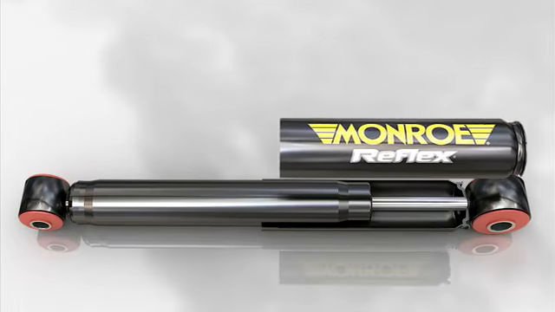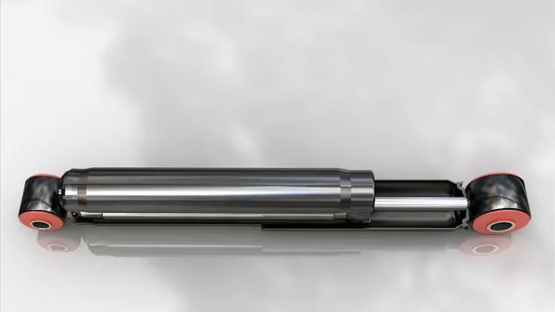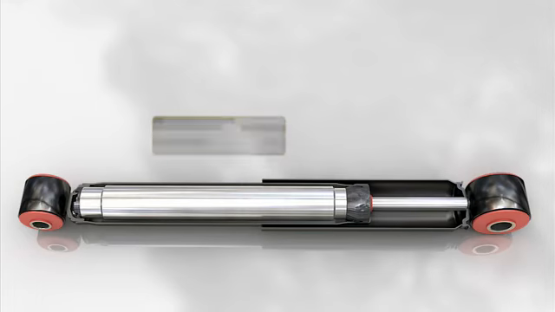Twin-tube shock absorbers, as the name suggests, have a body made of two concentric tubes. These tubes create the working chamber and the reserve chamber.